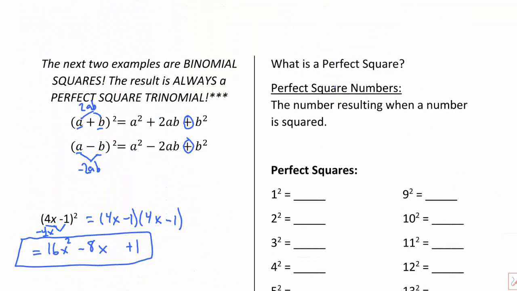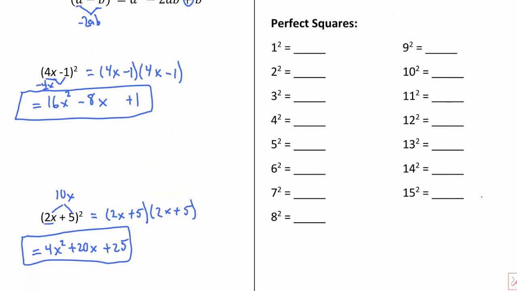Now the question becomes, what is a perfect square? Perfect square numbers are the numbers resulting when a number is squared. 1 squared is 1, 2 squared is 4, 3 squared is 9, 4 squared is 16, 5 squared is 25, 6 squared is 36, 7 squared is 49, 8 squared is 64, 9 squared is 81, 10 squared is 100, 11 squared is 121, 12 squared is 144, 13 squared is 169, 14 squared is 196, and 15 squared is 225.